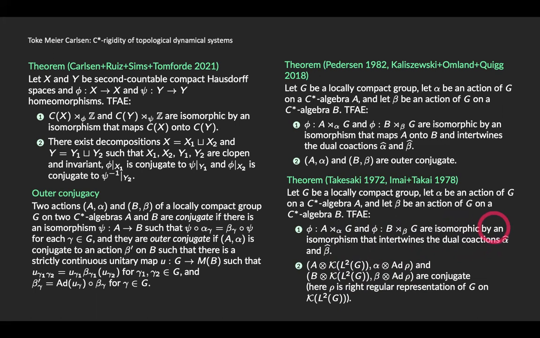So here we relax the condition on the isomorphism between the cross products because we don't require that A is mapped to B, and the price we pay is that we only recover the C*-algebraic dynamical system up to stable isomorphism.